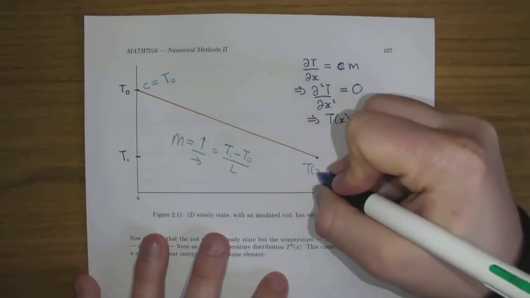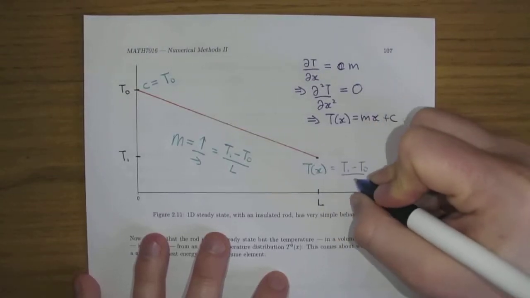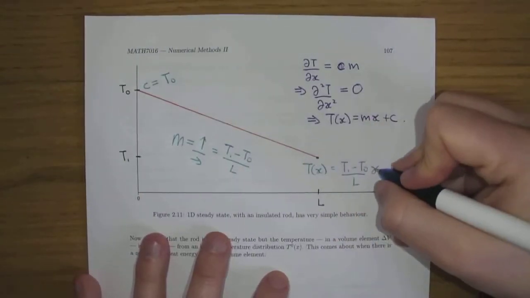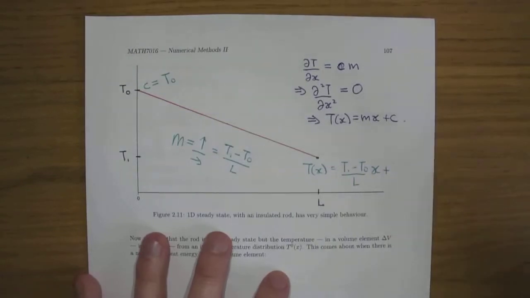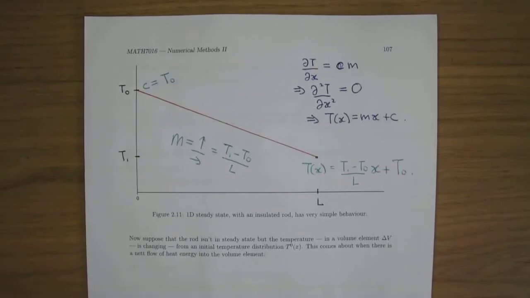The temperature at each point is T1 minus T0 over L, that is the slope, times x plus a constant, which is the temperature at x equals 0. So this is very easy actually. This is a very easy situation. You actually can solve it exactly.